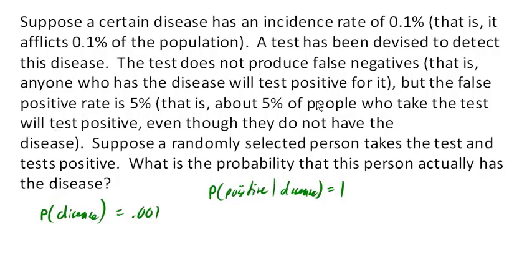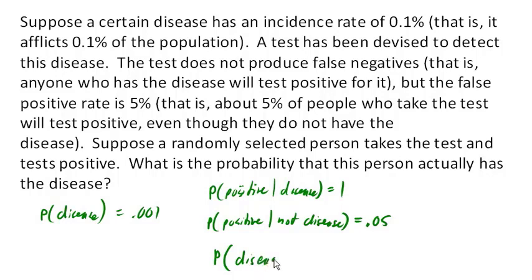But the false positive rate is 5%. This means that the probability that somebody will test positive if they do not have the disease is 5%. So 5% of people will test positive even if they don't have the disease. Now if we randomly pick someone, what's the probability that they actually have the disease? In other words, what is the probability of the disease given that they test positive? As we saw before, this is not going to be the same as the probability of a positive test given the disease. So let's work our way through this.